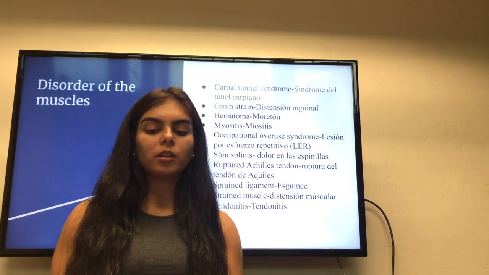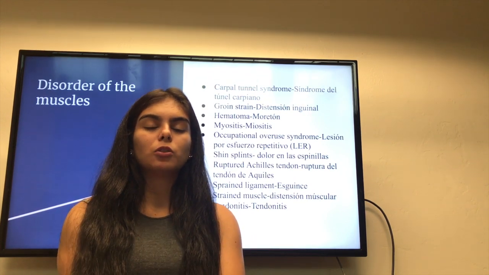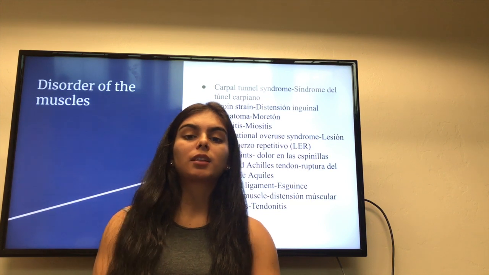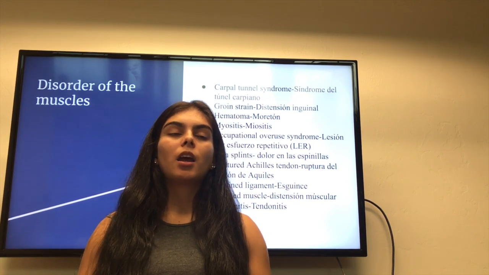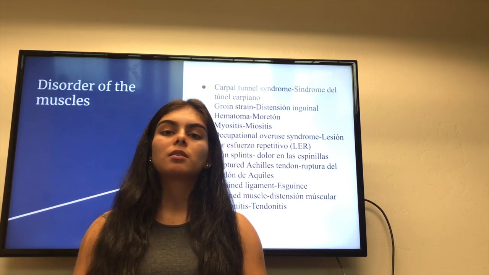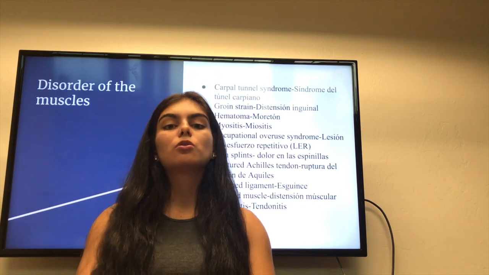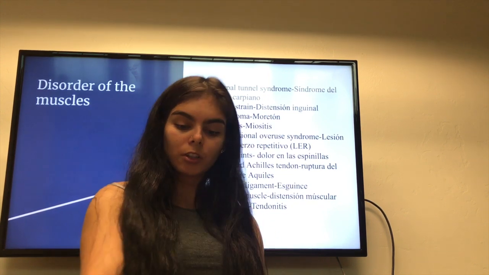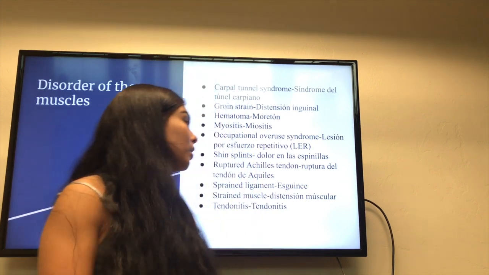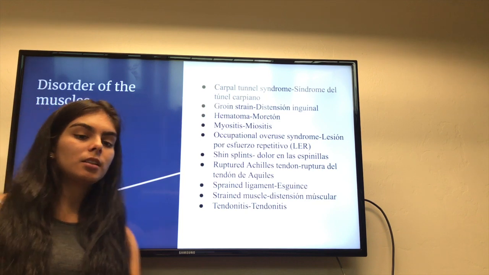So it is the swelling of the muscles and the tendons over the shin bone due to overuse or increased activity. In order to cure this is just resting it and doing the Rice method again, so resting, icing, compression, and elevation. Or you can also use tape, such as kinesio tape, and bandage it over the area that is bothering you. También tenemos the ruptured Achilles tendon, so la ruptura del tendón de Aquiles.